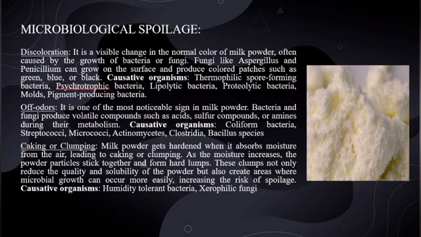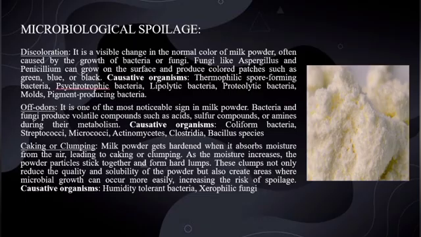It is caused by bacteria and fungi which produce volatile compounds like acids, sulfur compounds or amines during their metabolism. It is caused by coliform bacteria, streptococci, micrococci, actinomycetes, clostridia and bacillus species. The spoilage is also observed by caking or clumping in the milk powder.